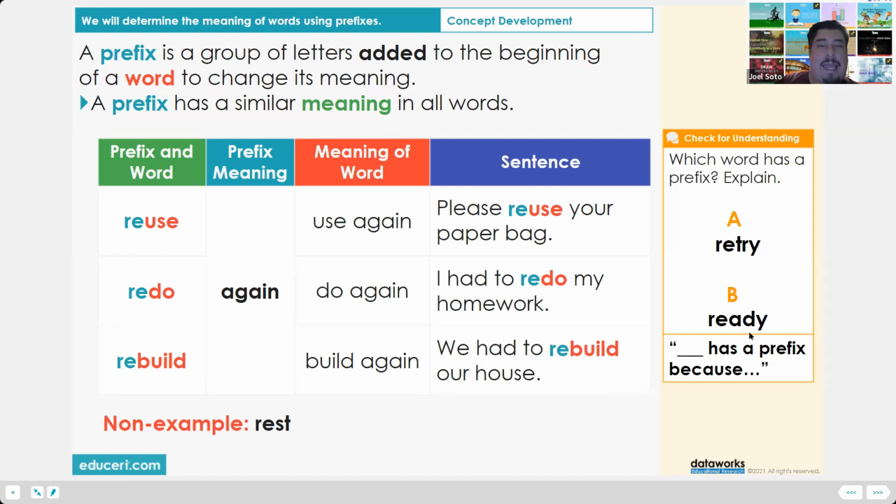But I want you to write A if you think retry. Write A nice and big on your whiteboard if you think it's retry, which has a prefix. Or write B nice and big on your whiteboard if you think ready has a prefix. And then we go 1, 2, 3, chin it. Chin it. Okay, let's do that. Oh, wait, did we do the pair share? Let's have B's go first this time. Blank has a prefix because. So explain to your partner which word has a prefix and how do you know?